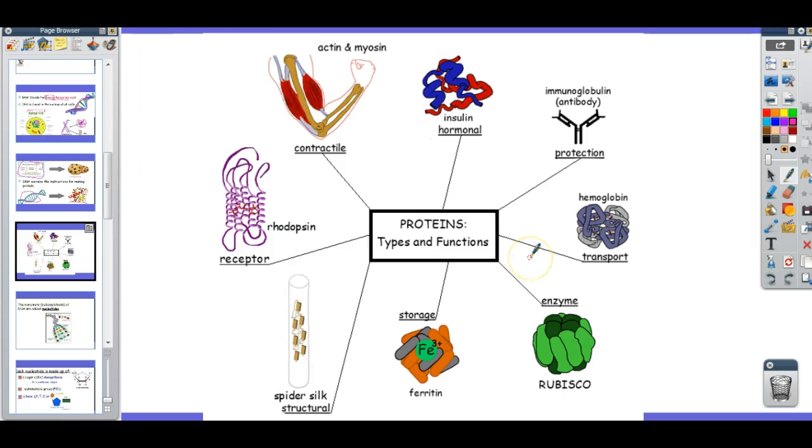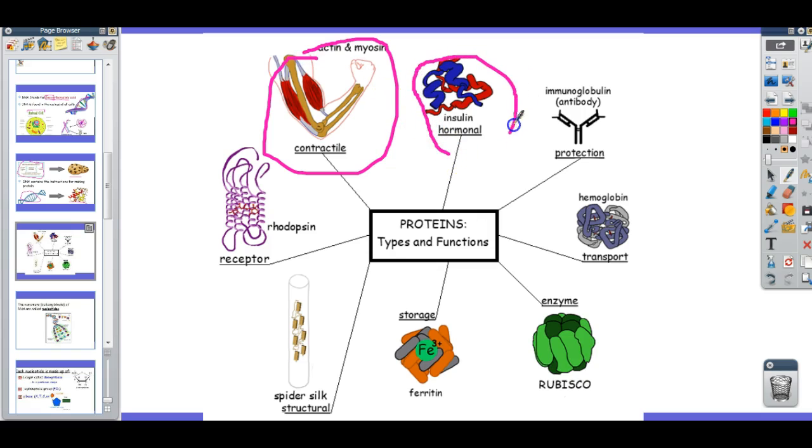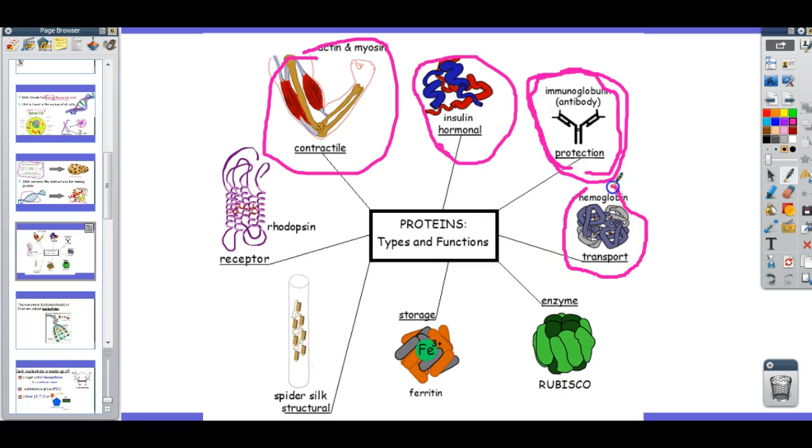Here are some of the examples. You do not need to write down anything from this slide, okay? We have contractile proteins. They can contract. This is what makes up your muscles. We have insulin or other hormones. Those are made of proteins. Antibodies. These things help fight off viruses. I hope they are working in my body right now because I am not feeling too hot. Hemoglobin. This is what makes up your blood and helps you transport oxygen.